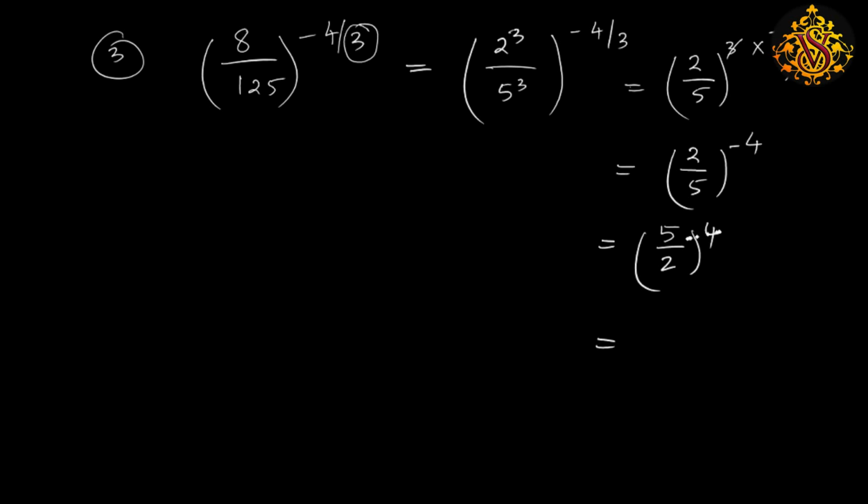So 5 power 4 is 625 by 16. Okay. So this is our exact answer. 625 by 16.